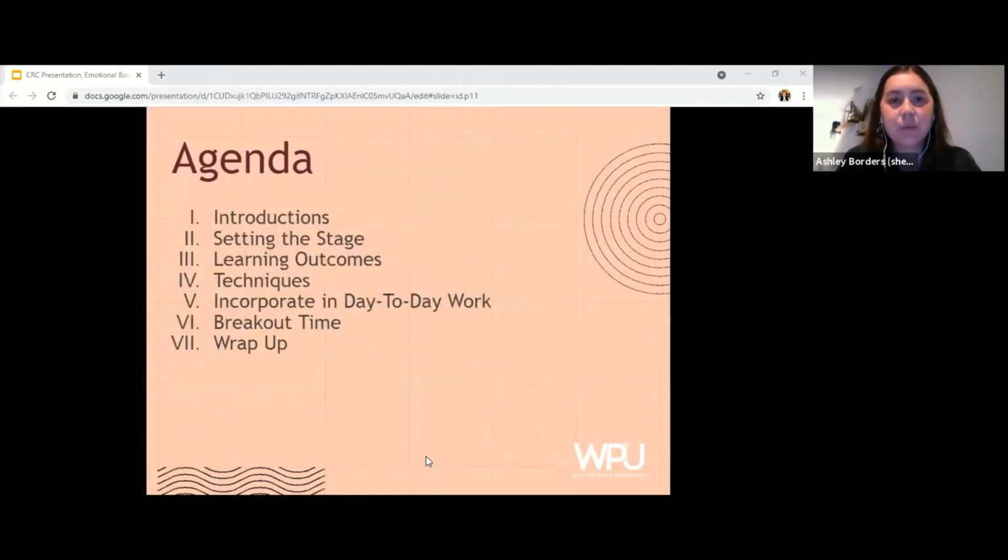So before we begin today, this is just an overview of what the session will look like. We'll begin with introductions, set the stage on why we're talking about this specific topic, the learning outcomes, and then some tangible techniques and resources that you can use. Then we'll have a little bit of a discussion on how to incorporate that into day-to-day work, and then some breakout time to chat with other people and see what specific examples of transitions you're seeing on your campus and within your students and your staff, and how you go about preparing people for transitions, what's worked and what hasn't, and that sort of thing. And then we will wrap up. So that is a little overview of what this session will look like.